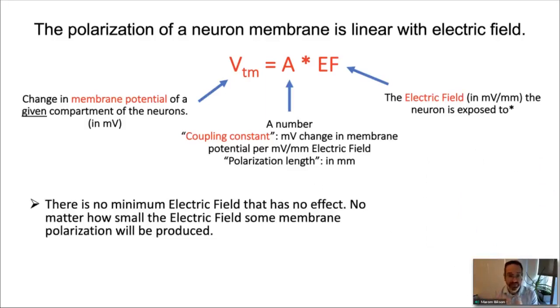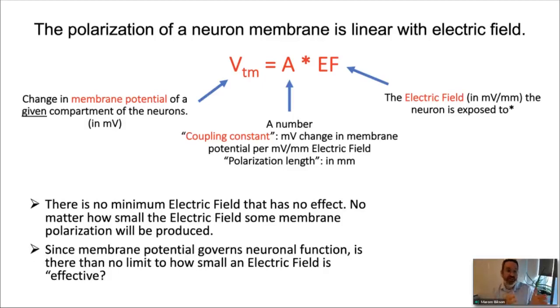If you accept this theory, then you would say there is no minimum electric field, because no matter how small the EF quantity is, because A is a constant, we will produce some form of transmembrane polarization. So no matter how low we go, we will produce some change in the membrane potential in each and every compartment.